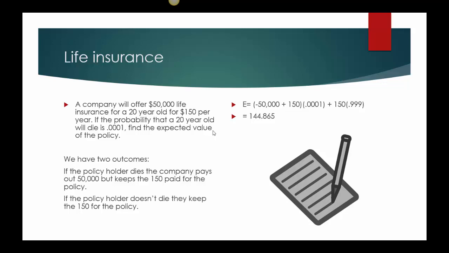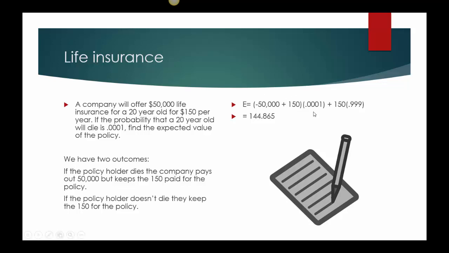Either the person lives to the next year or the person has passed away. So if the policyholder dies, the company pays out $50,000, but it keeps the $150,000 paid for the policy. If the policyholder doesn't die, then the insurance company gets to keep the $150,000 for the policy. Notice in this case, I'm looking at this in terms of the insurance company. So when I look at the $50,000, it's negative because it would be paid out, and the $150,000 is positive because they received the money.